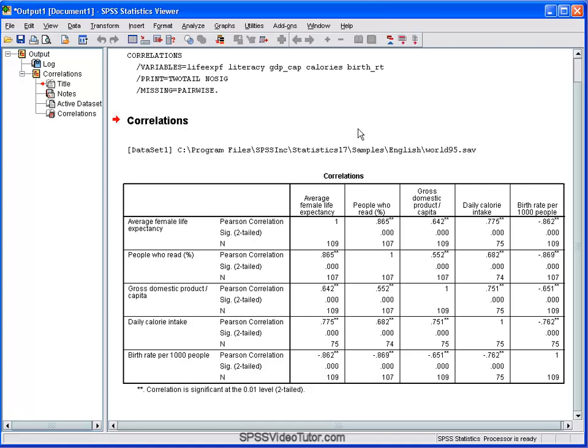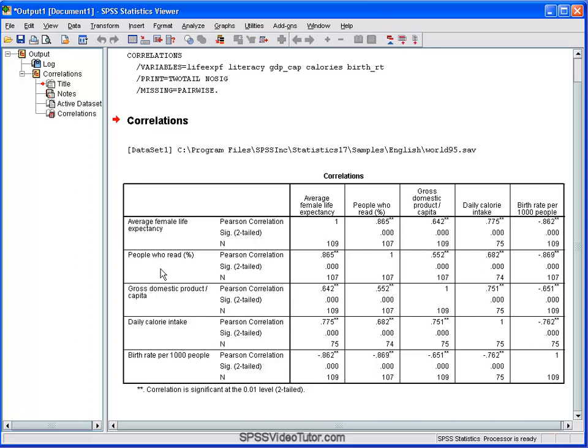The first thing we see is the syntax statement up here. This is a written record of the command just executed. Next, you will see the name of the analysis run, which is correlation, followed by the name and path of the data file used, right here. And then below that, we have the correlation matrix.